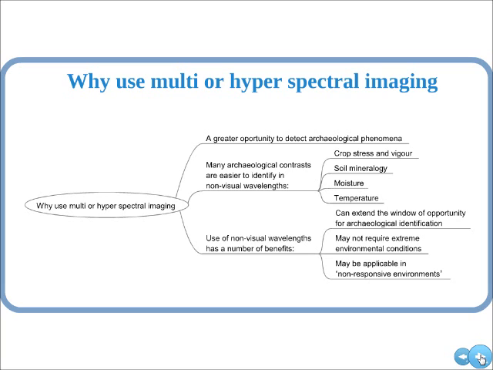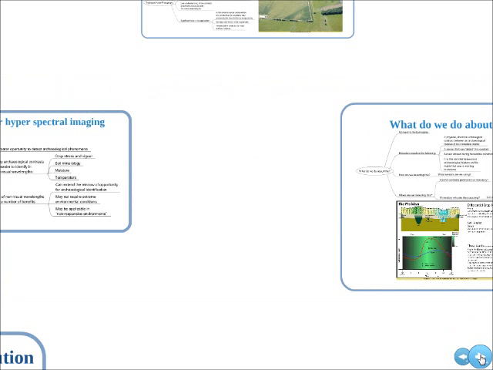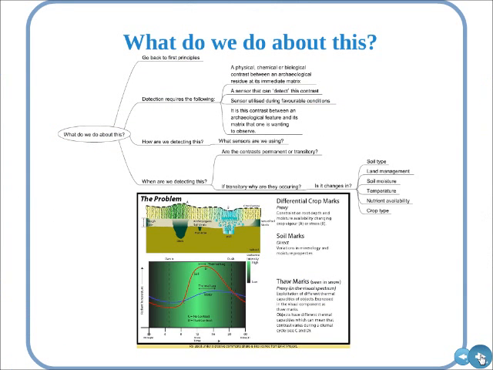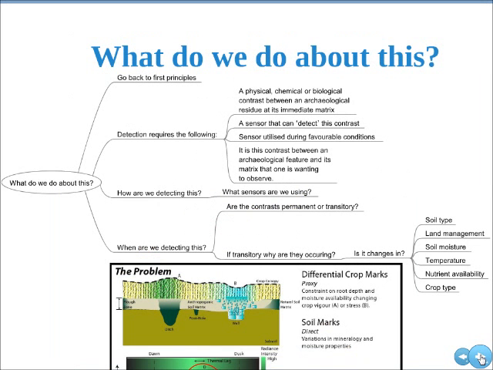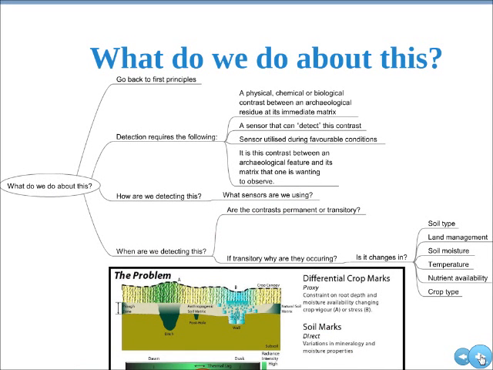So, what do we do about this? We can go back to first principles. We've already known that detection requires the identification of a physical, chemical or biological contrast. We also need to deploy that sensor under favourable conditions so we can detect that contrast. And it's the contrast detection which is the most important thing.